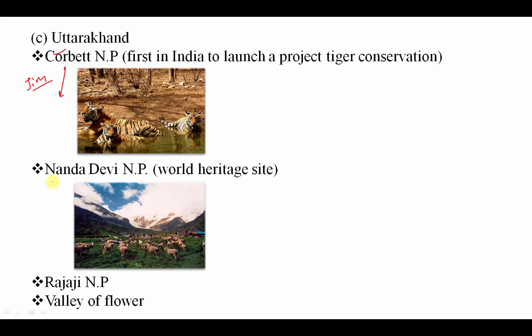Second is the Nanda Devi National Park. Nanda Devi is also a World Heritage Site. As I told you before, there is one Nanda Devi Biosphere Reserve. It is in Uttarakhand, and so is the National Park. Another is the Rajaji National Park, and fourth is the Valley of Flowers. So these are the four important national parks from Uttarakhand: Jim Corbett, second Nanda Devi, third Rajaji, and fourth Valley of Flowers.